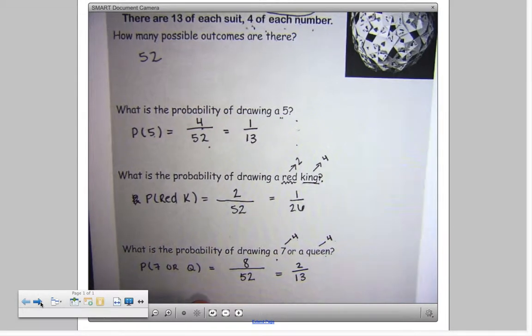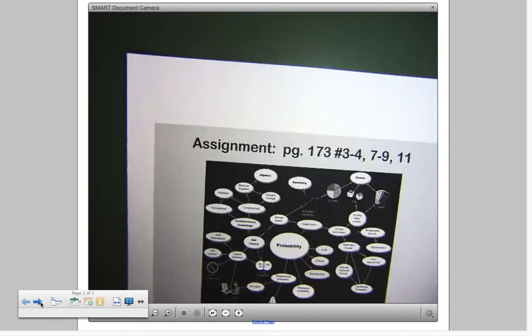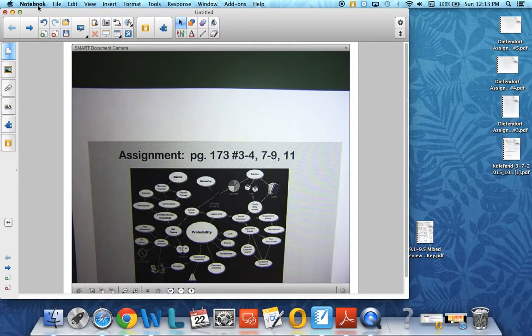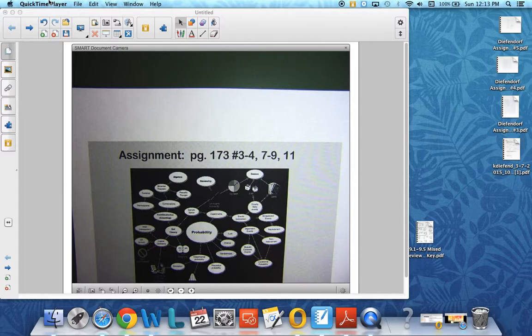Okay. All right, that's all the examples for 5.1. So here's your homework assignment. Again, remember, if you have questions or something confused you, make sure you email me and I'll try to help you. All right, we have one more lesson and then your review will be on Monday and then you will quiz over this on Tuesday.